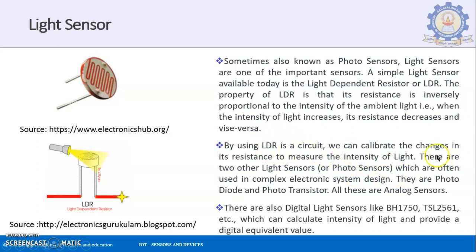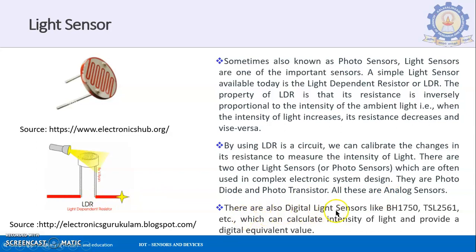There are two other light sensors or photosensors which are often used in complex electronic systems, and they are the photodiode and the phototransistor. They are normally used only in complex electronics applications, but the one most commonly used is the LDR sensor. All these are analog sensors. We saw that there are two categories of sensors, digital and analog. I hope you remember, sensors can give out either voltage or resistance values. And this is a sensor that gives out a resistance value.